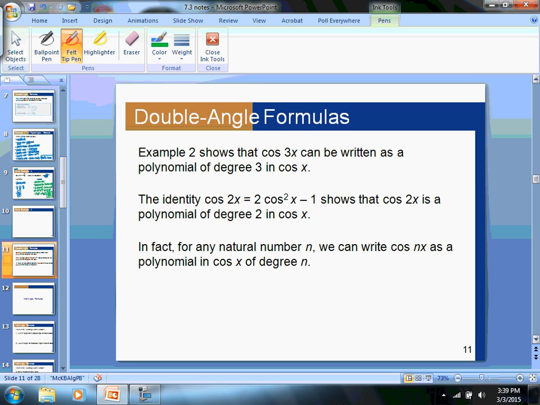Okay, now we're also going to talk about the lowering powers. Because if we have cosine of 2x, we really write it as cosine squared. So that shows that cosine of 2x is a polynomial of degree 2. And we can do that for any number. So we could do that for cosine 3x, cosine 4x, cosine 5x. We could write it as a polynomial of a certain degree in terms of cosine or sine or tangent.